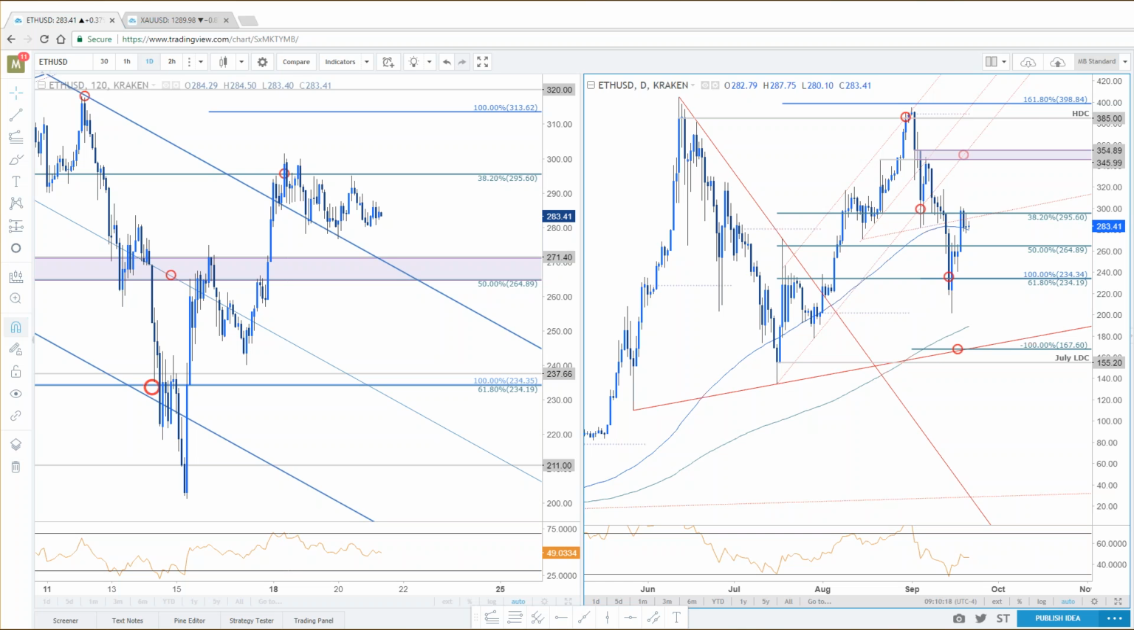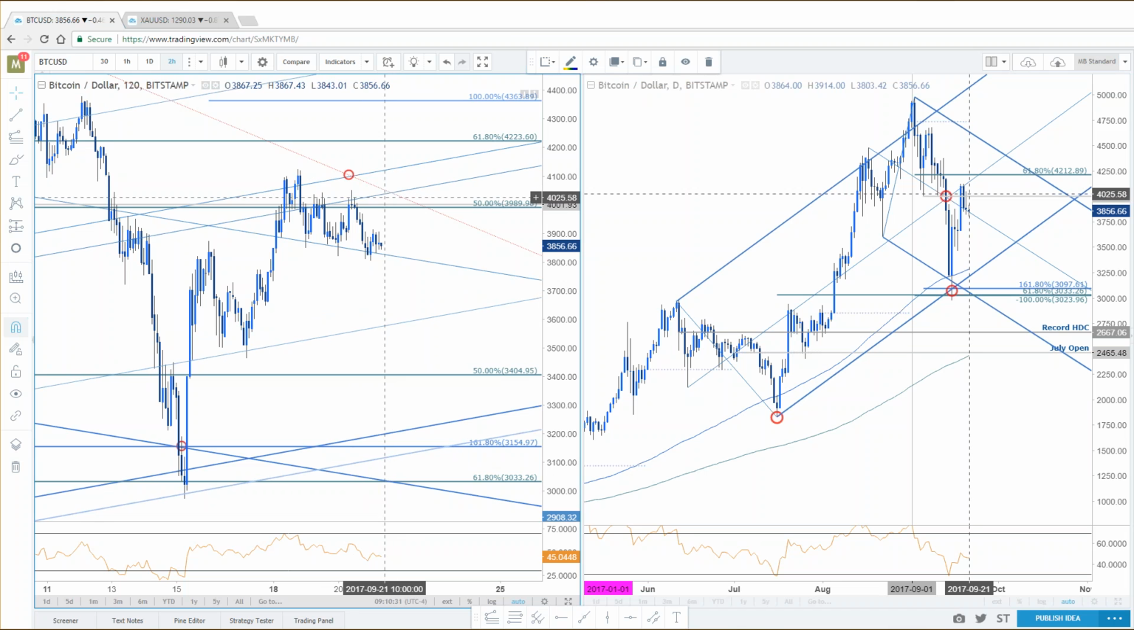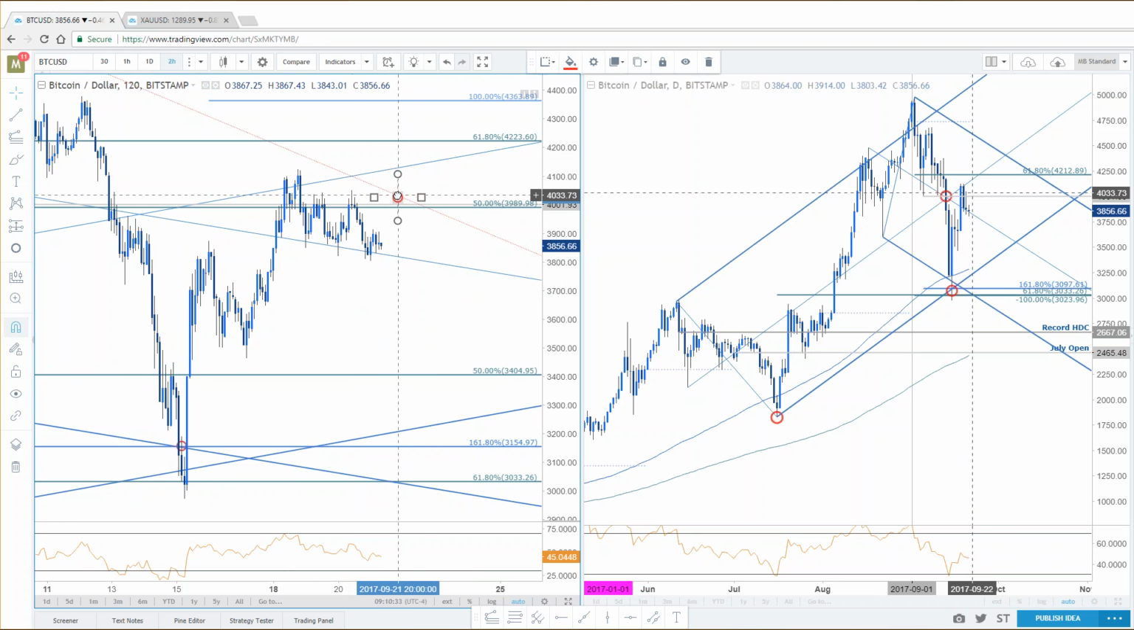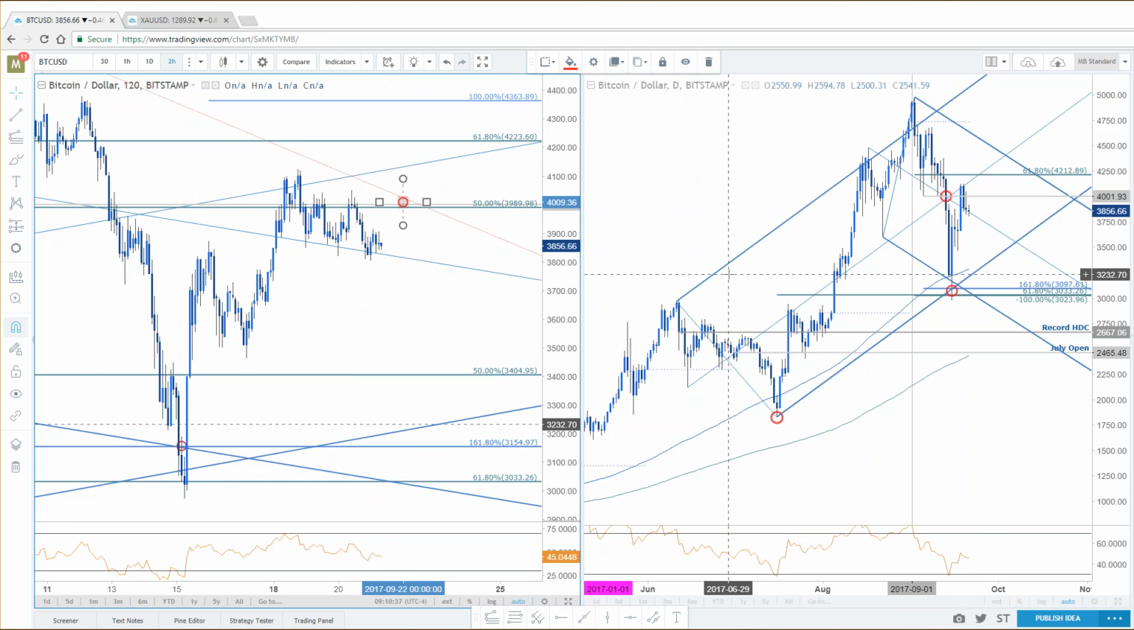And on Bitcoin, sort of a similar type of picture again. You're looking for this consolidation break just above, which continues to move along that parallel. Kind of drop this down to this zone to see that move towards 42.23 again.